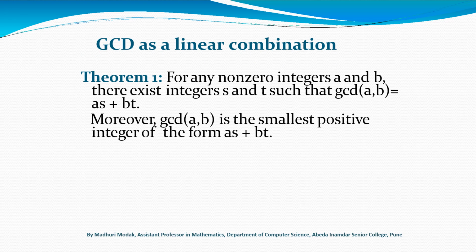Now, this is one important theorem. For any non-zero integers a and b, there exist integers s and t such that GCD of a and b is equal to as plus bt. So whatever is the GCD of given integers a and b, for that GCD we get some integers s and t such that GCD equals as plus bt. It means we can write the GCD as a linear combination of given integers a and b. Moreover, GCD of a and b is the smallest positive integer of the form as plus bt.